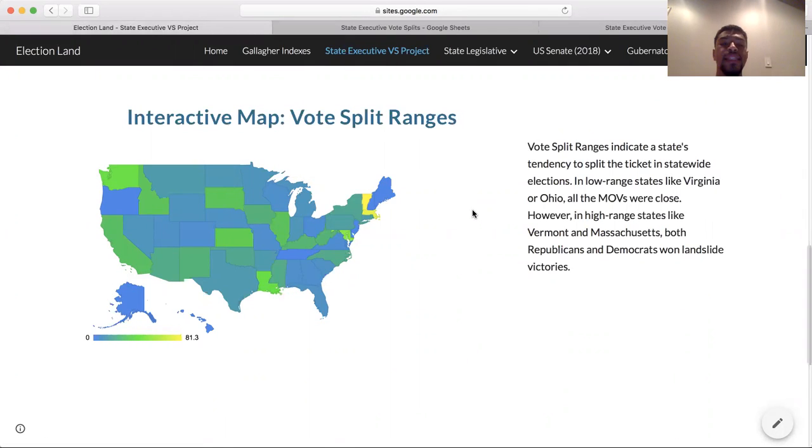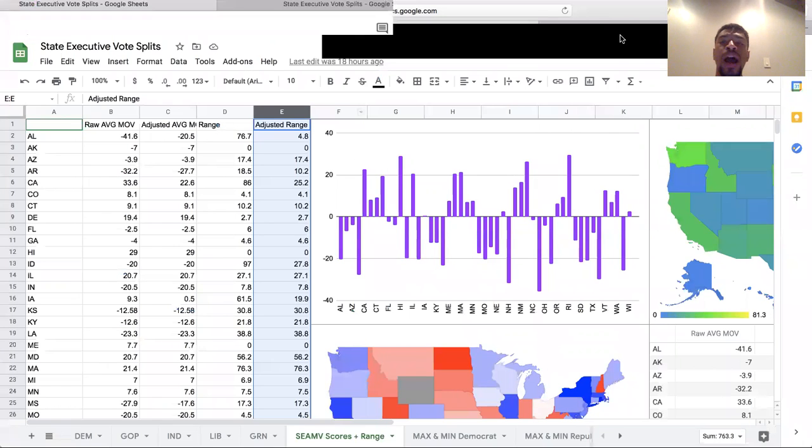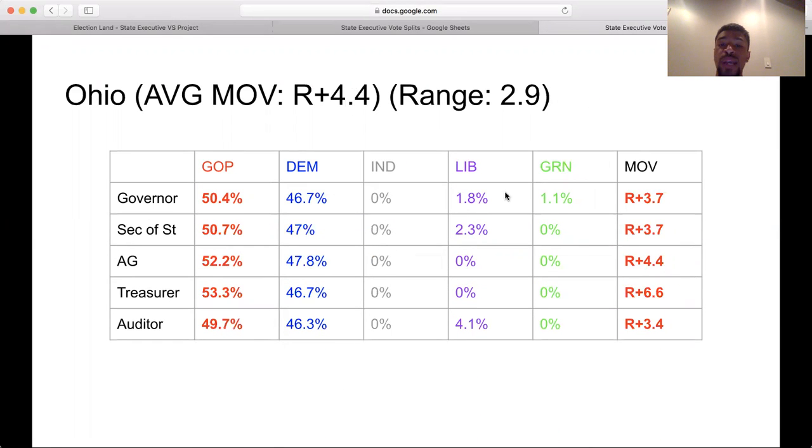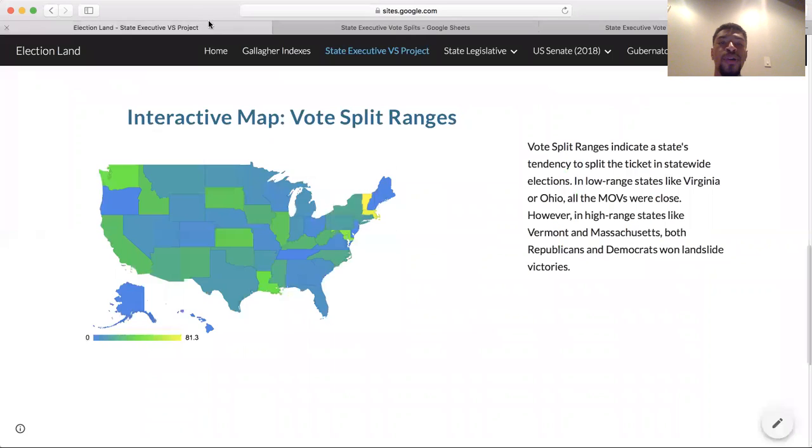For example, a state like Ohio is very different from Vermont because they have a very low score on the map. They come up as blue rather than green or yellow. And in Ohio on the PowerPoint, you can see that voters do not split their tickets very often in state executive elections. As you can see, the strongest Republican was 53.3, the weakest Republican was 49.7%, and all the Democrats were between 46.3 and 47.8. So the margins of victory did not have a significant difference because they were all between 6.6 and 3.7, which is why the range is 2.9. And the average MOV is 4.4.